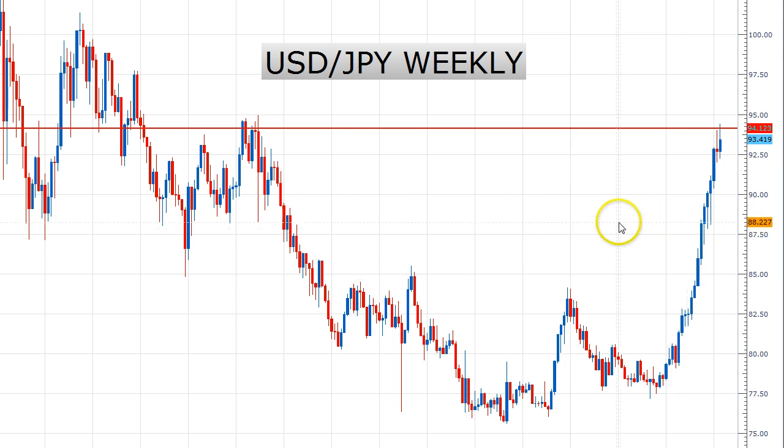Okay guys, USD yen made another bullish week after its first bearish week in a long time, as you can see on this raging bullish streak here.